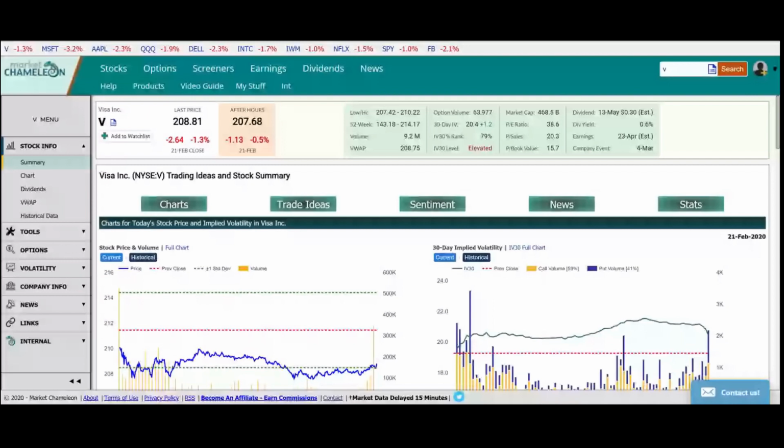Okay, I see what I did. Now, I have multiple windows open. I just want to make sure you see the options chain now. No, we don't. What we see is trade ideas and stock summary for Visa.